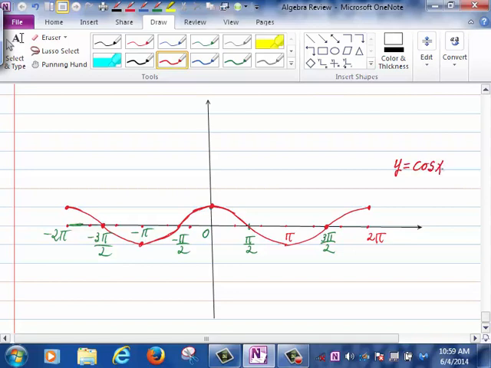Now, I want to draw the graph of secant, right? Notice that, what is secant? Secant is 1 over cosine, right? So let me use green here. I want to draw the graph of secant. And secant, I know, is 1 over cosine.